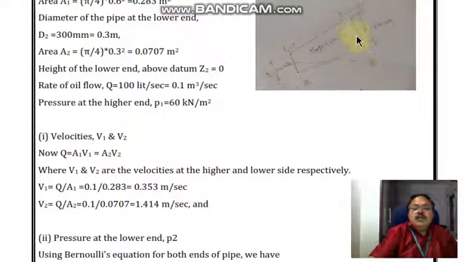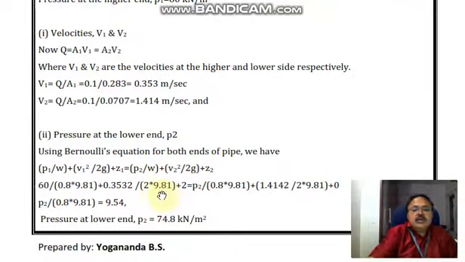Whereas from here to here, the height of the pipe, that is the axis of the pipe at section 1 from the datum line, is 2 meter, because it is said that the slope is 1 in 100. So for 100 meter length, the height is 1 meter. So for 200 meter, it is 2 meter. So Z1 is substituted as 2 meter here. Solving the equation for pressure at the lower end, we are getting P2 is equal to 74.8 kilonewton per meter square. Thank you.